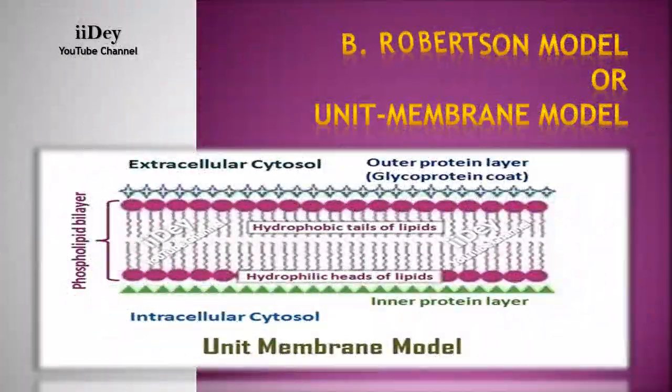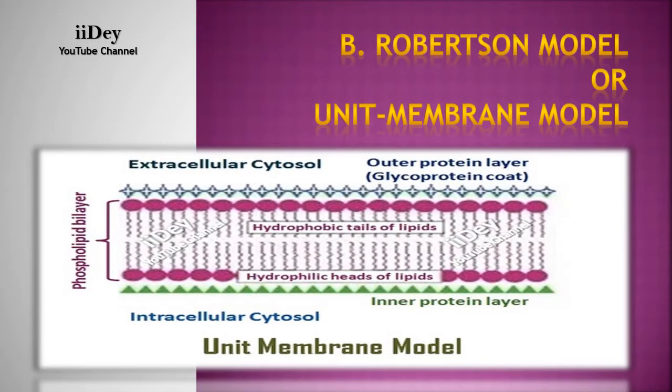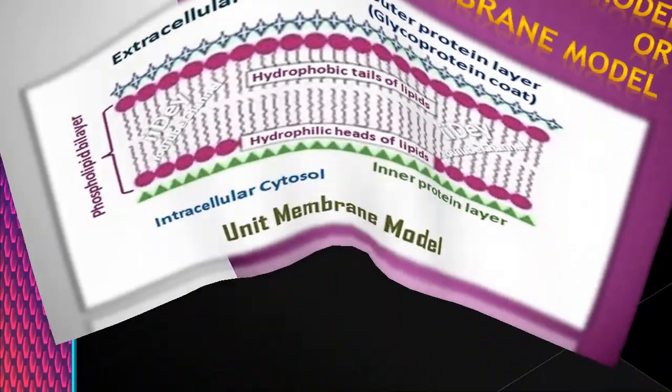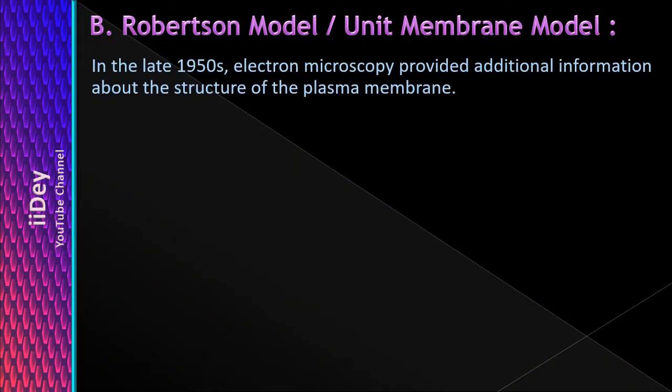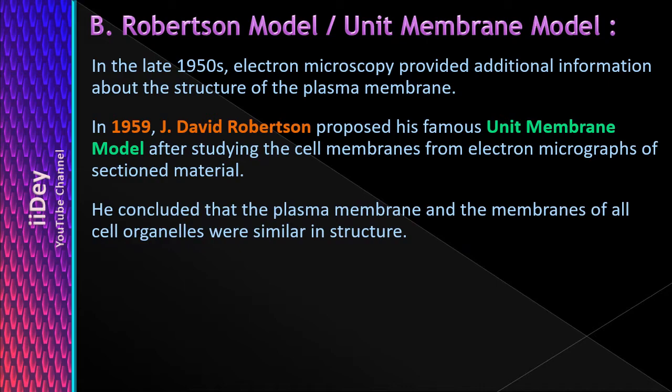B. Robertson model, or unit membrane model. In the late 1950s, electron microscopy provided additional information about the structure of the plasma membrane. In 1959, J. David Robertson proposed his famous unit membrane model after studying cell membranes from electron micrographs of sectioned material. He concluded that the plasma membrane and the membranes of all cell organelles were similar in structure.